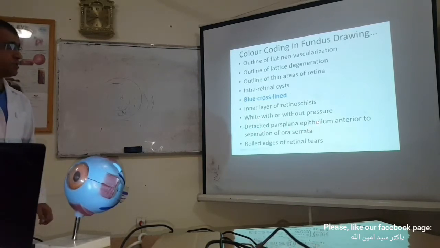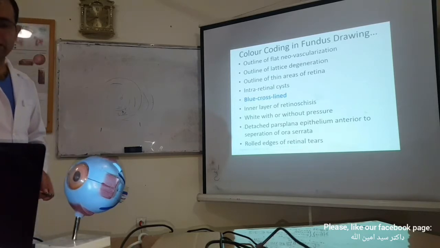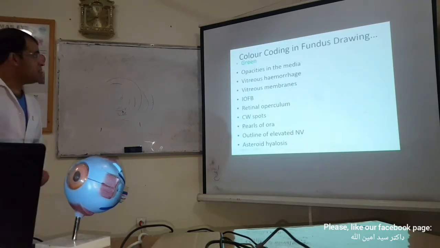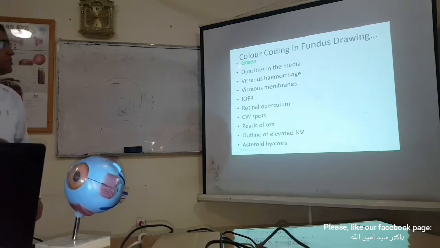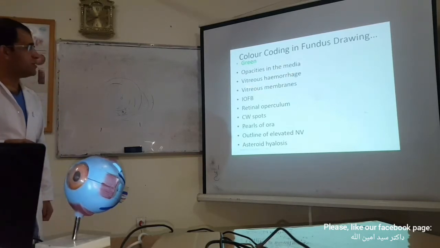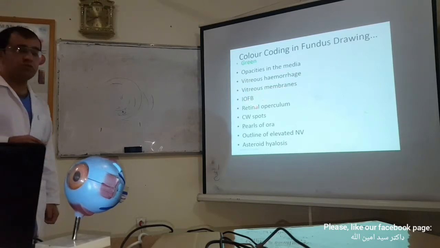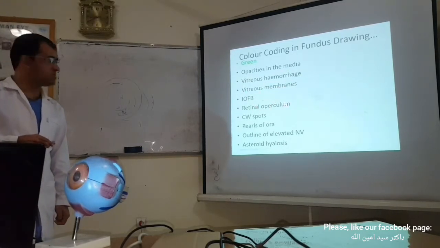Detached pars plana epithelium anterior to separation of ora serrata. Rolled edges of retinal tears, I showed to you, they should be in blue cross lines. And green, opacities in the media, it means all the opacities in the vitreous should be in green color. Vitreous hemorrhage, vitreous membranes, intraocular foreign body, because it's also going to be in the vitreous.